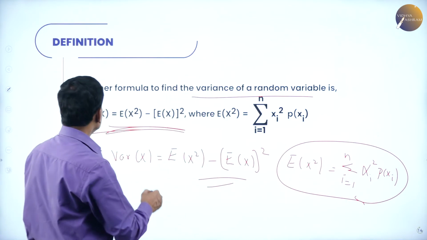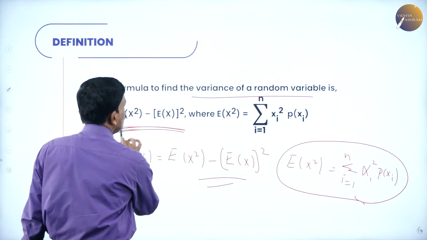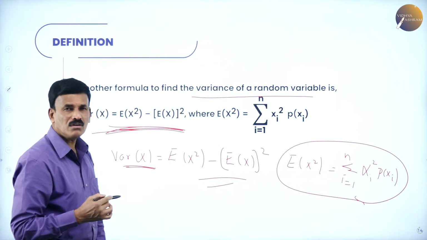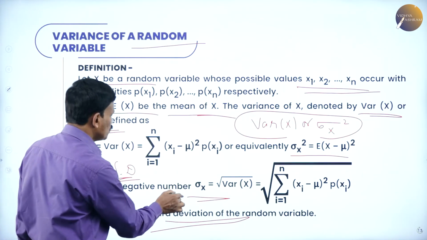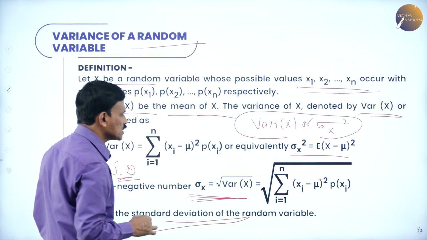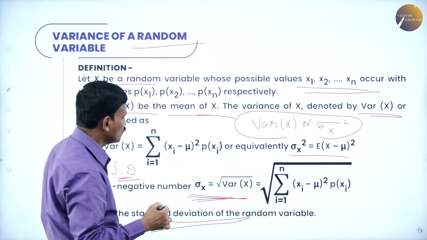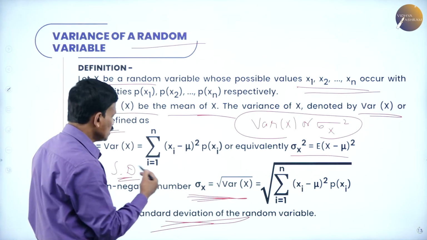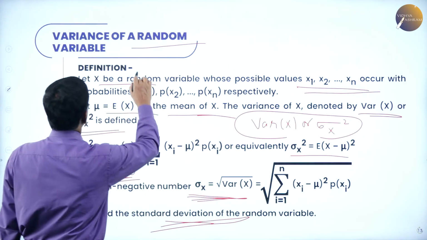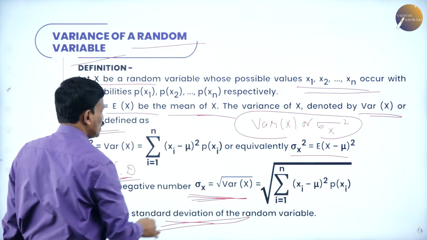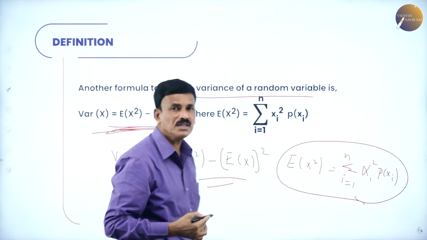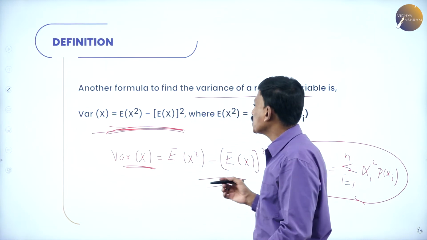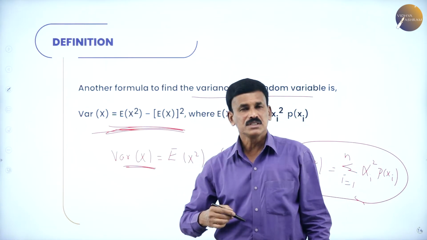So therefore the variance of the random variable is V of x, whereas the square root of this, sigma x, the square root of the variance of x, is called the standard deviation. So here there are two concepts: one is the variance of a random variable and the other is the standard deviation of a random variable. Now let us take a small example based on this variance and the standard deviation.